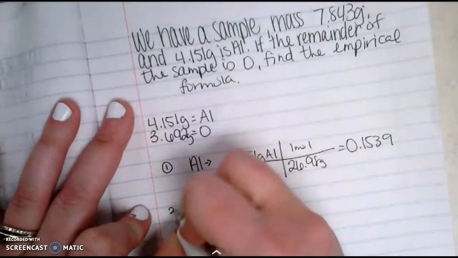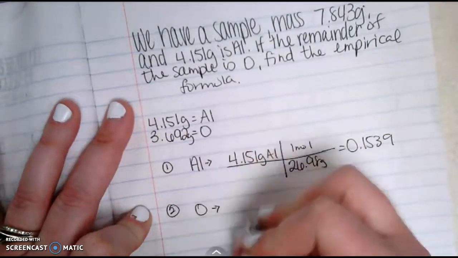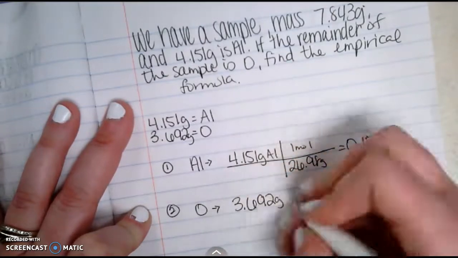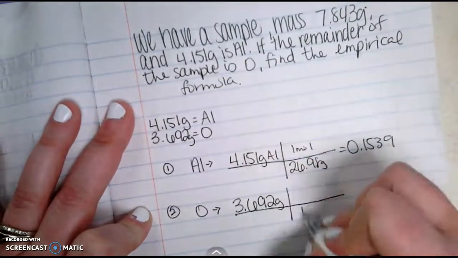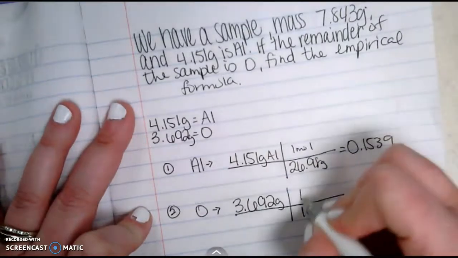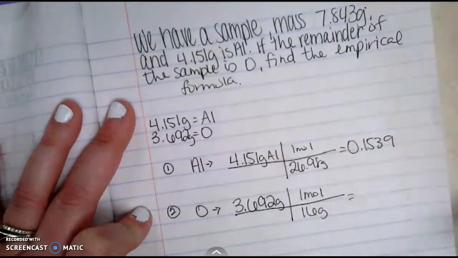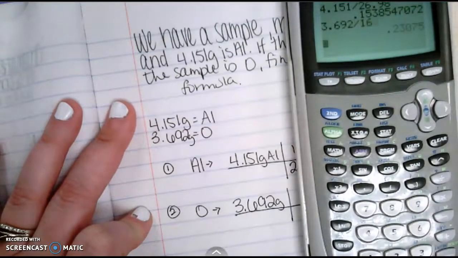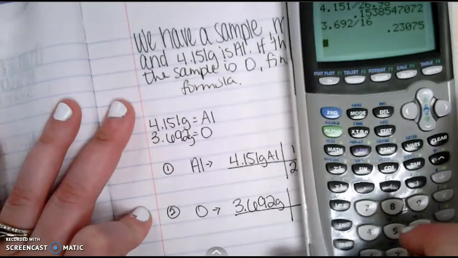Okay, and then I'm going to do the same thing with oxygen. I know that I have 3.692 grams of oxygen, and looking at my table, I know that 16 grams is 1 mole. So I'm going to put that in my calculator, and that gives me 0.2308.